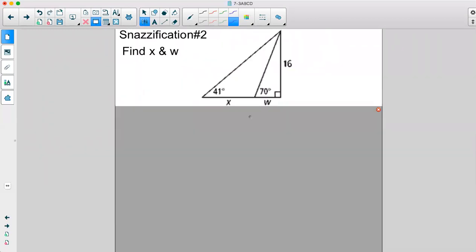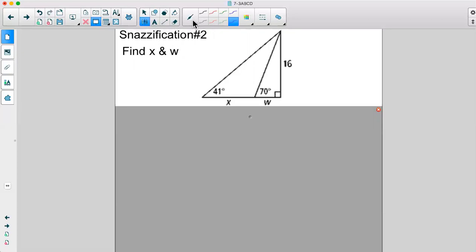Here's another kind of snazzification you can see using all of the trigonometry we've learned so far in this course. Pause and try to tackle this on your own, remembering that you can only do trigonometry on a right triangle, and then press play for the solution.